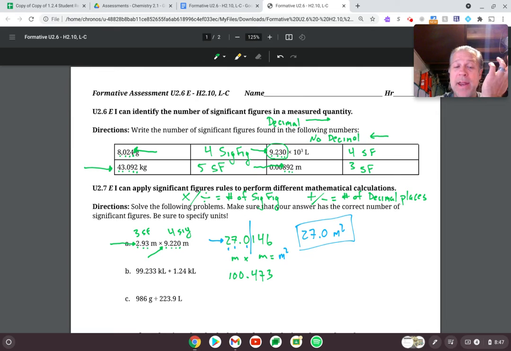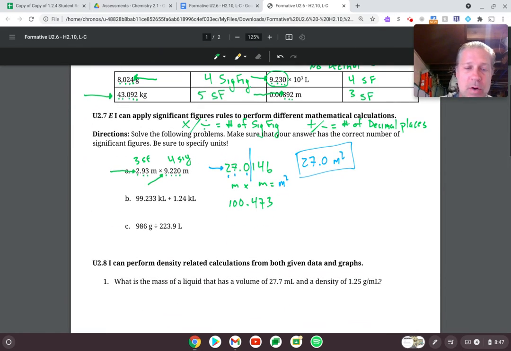And because we're adding, we're not looking at significant figures, we're looking at decimal places. So I'm going to count 1, 2, 3. So there's 3 decimal places here. And there's 1, 2. So there's 2 decimal places here. So I'm going to have to round my answer to have 2 decimal places.